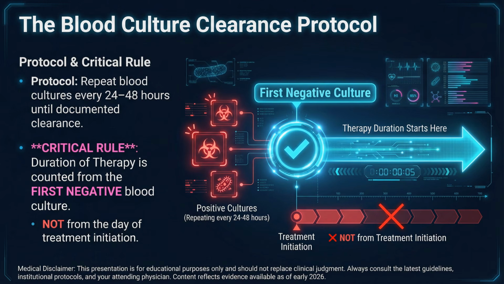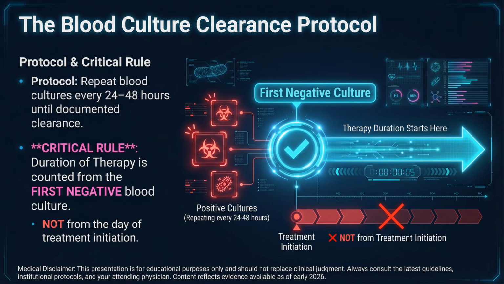Now for a fundamental management step, the blood culture clearance protocol. The standard of care requires that you repeat blood cultures every 24 to 48 hours until you have documented clearance of the bacteremia. And here is the critical teaching point. The duration of therapy is counted from the date of the first negative blood culture, not from the day you initiated treatment.